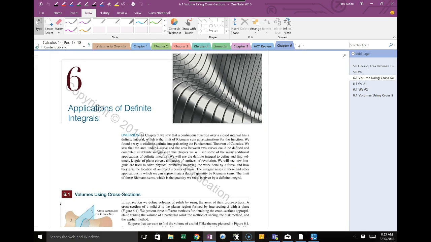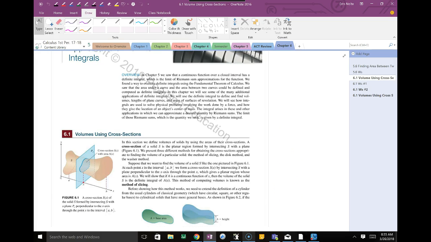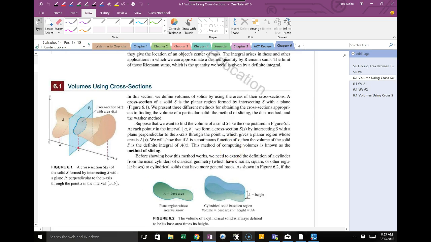So, in the last section, we learned how to do areas. That was the area of two-dimensional space. Today, we are going to go three-dimensional and go into the idea of volume. I cut this into two sections, a part 1 and a part 2. The first section is using cross sections.